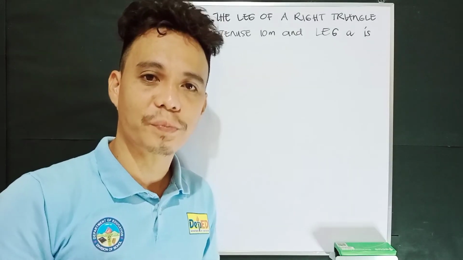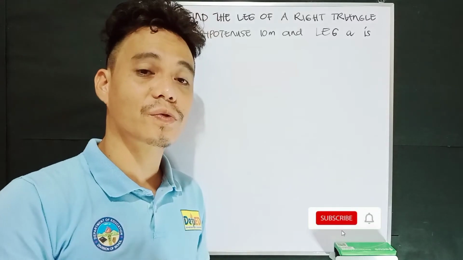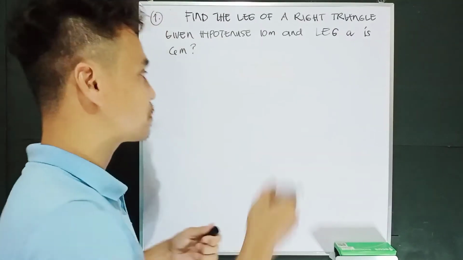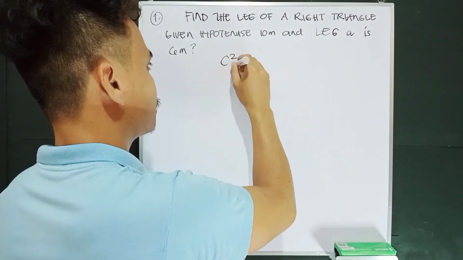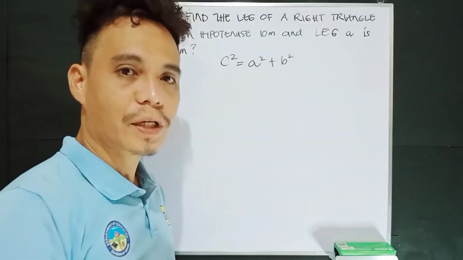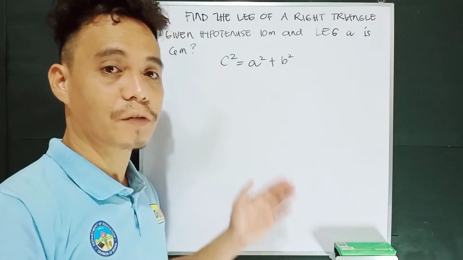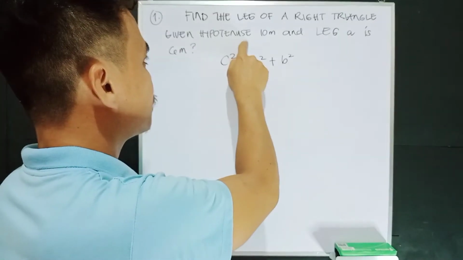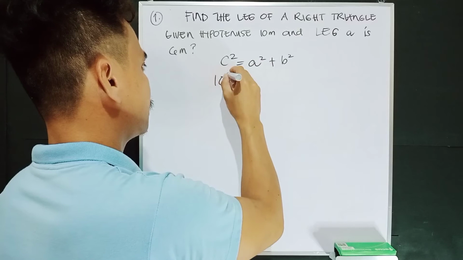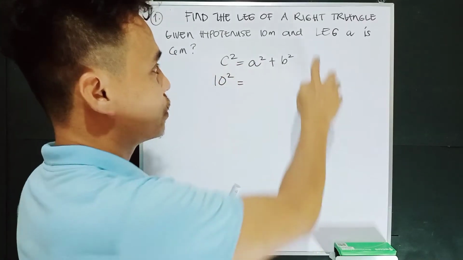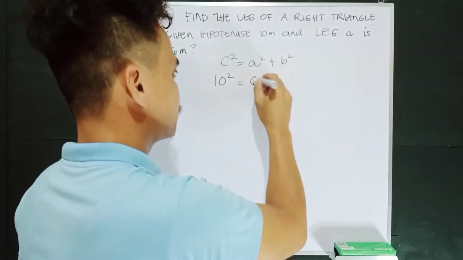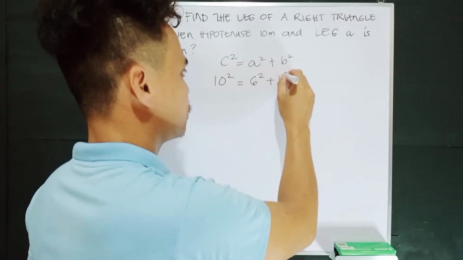Based dun sa formula ng Pythagorean theorem, which is the square of the hypotenuse is equal to the sum of the square of two legs. So, we have your C square is equal to A square plus your B square. So, gagawin natin ngayon guys is to substitute for the value given. So, therefore, hypotenuse natin dito is yung 10 meters, so C. So, therefore, 10 square is equal to, and your leg A, so therefore, your A there is 6 meters. So, we have 6 square plus your B square.